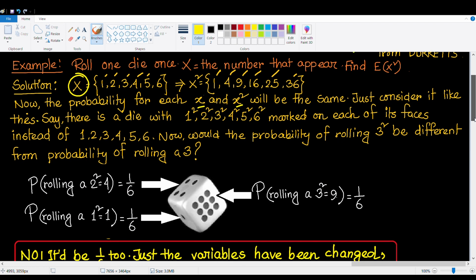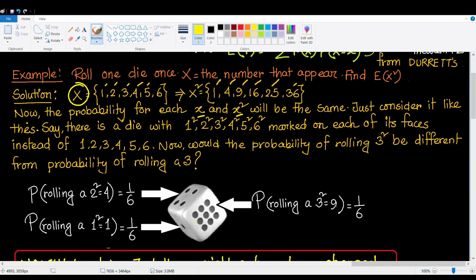Let's see. Say this is the special die where this face here has 9, the face here has 4, and this one is 1. So you see that each of the faces would have a square number. Therefore the invisible faces will have 16, 25, and 36 dots on them respectively. Now you know that despite the variables on each of its faces having been changed, the number of faces remained the same, which is 6. Therefore, the probability of rolling 2 square would be 1 by 6 again, because there are 6 regular faces and each of them is equally likely to show up. Therefore, the probability of rolling a 2 square would be 1 by 6.